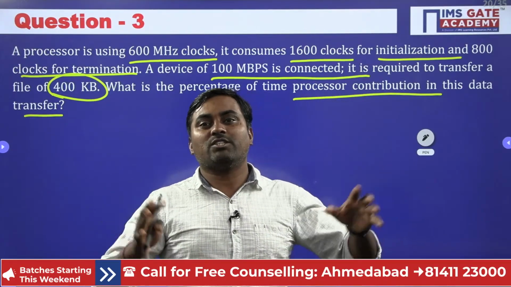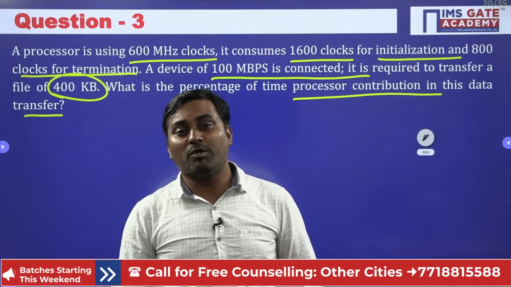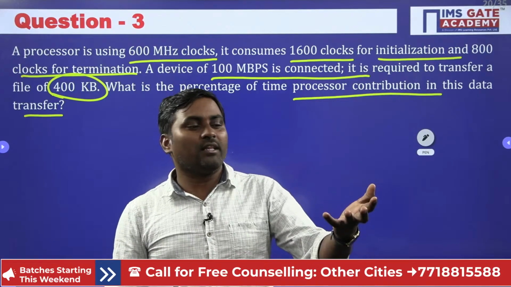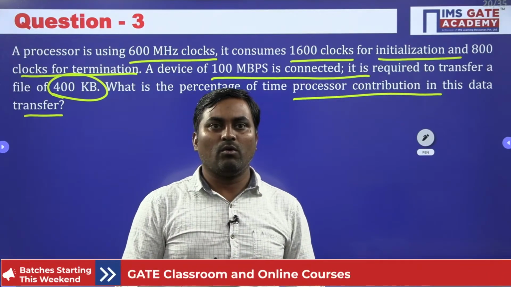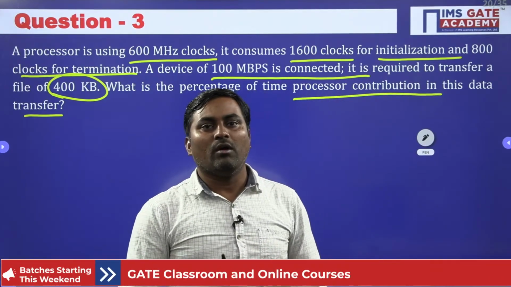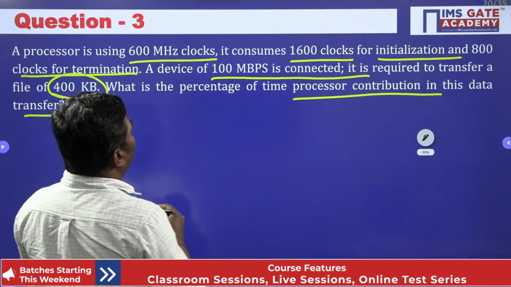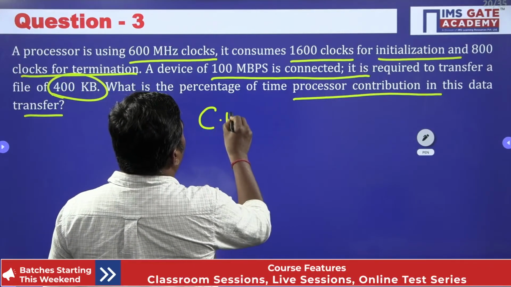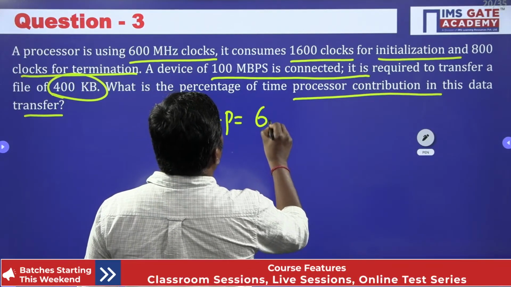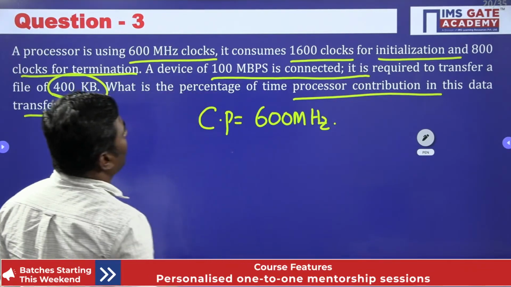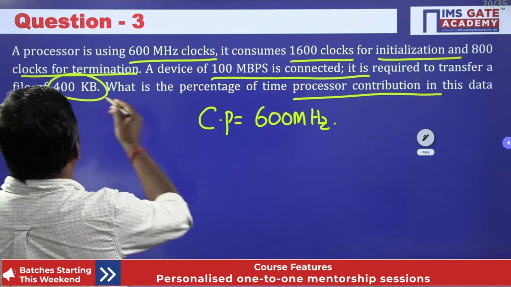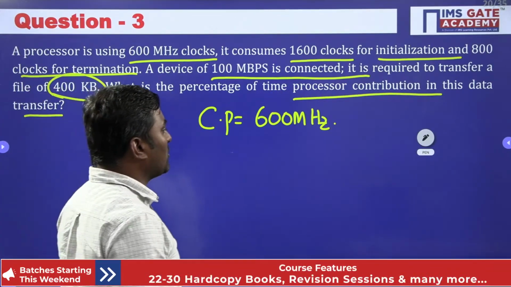This is the initialization process. Termination process means taking the control of the system bus back to the processor, right? So this is taking some time. What is the clock rate of the processor? The clock rate of the processor is 600 megahertz. Now, 1600 clocks are required for the initialization process and 800 clocks for termination.